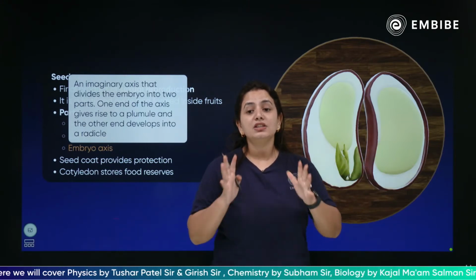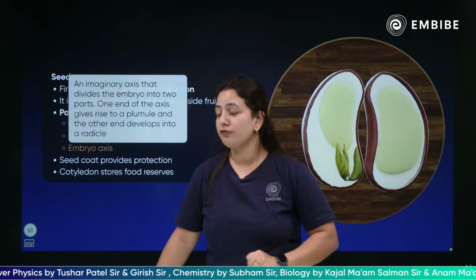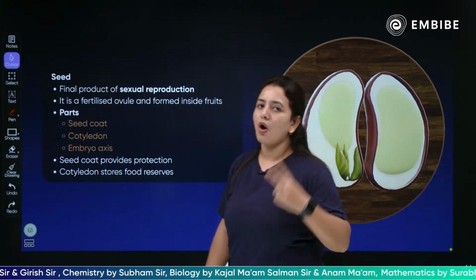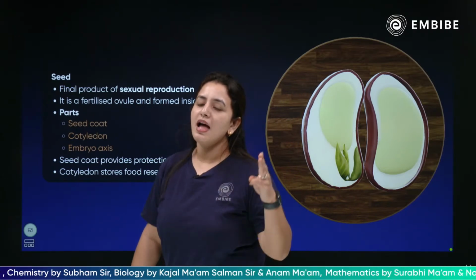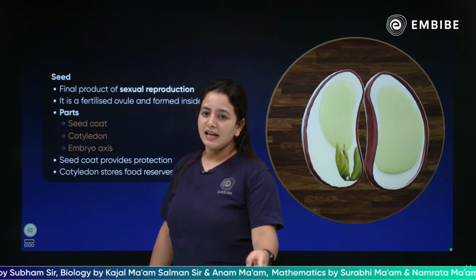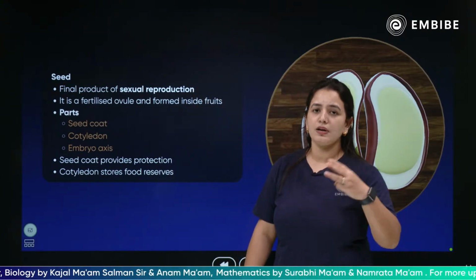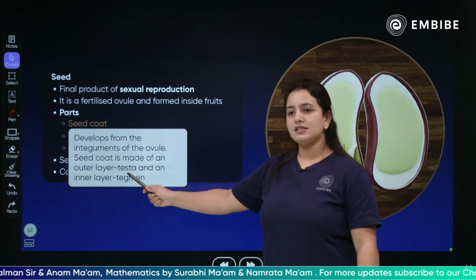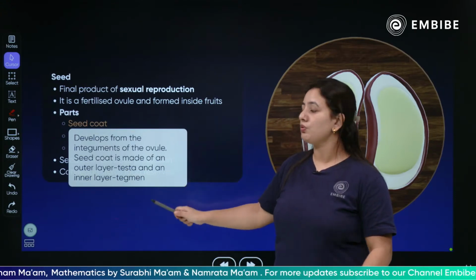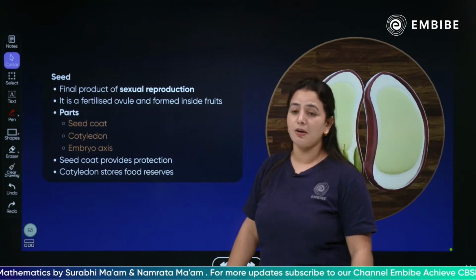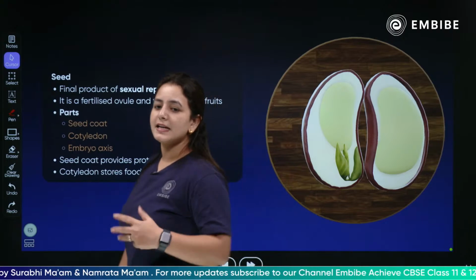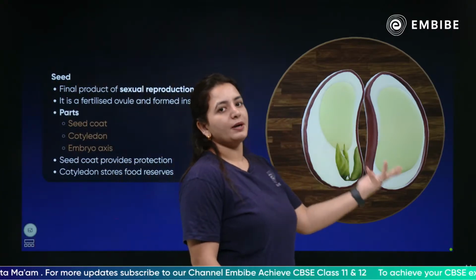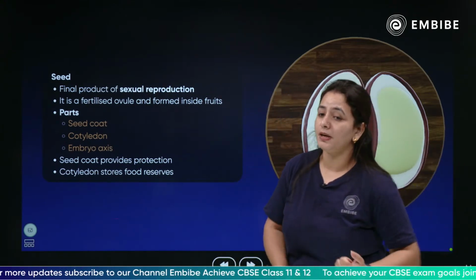So these are the three most important parts of the seed. You should remember: first is the seed coat, next is the cotyledon, the third is the embryo axis. Outer layer testa, inner layer tegmen. Outer integuments will convert into testa, inner integuments will convert into tegmen. Please remember, this question comes up very often: how do the integuments of the ovule develop into the seed coat? Outer integuments develop into what? Inner integuments develop into what?